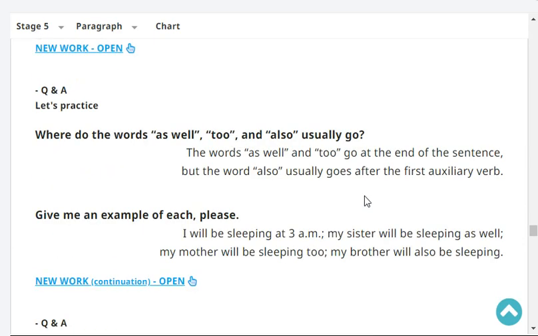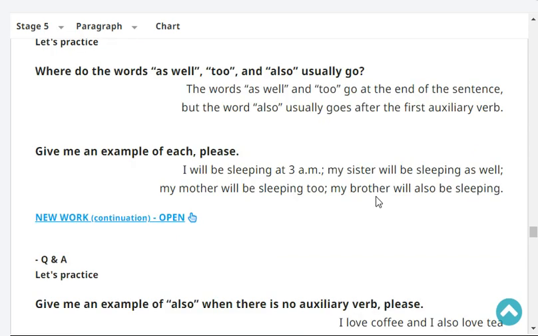Where do the words as well, to, and also usually go? The words as well and to go at the end of the sentence. But the word also usually goes after the first auxiliary verb. Give me an example of each.